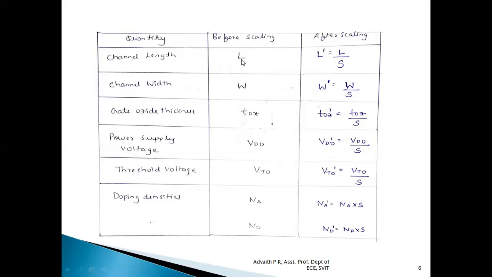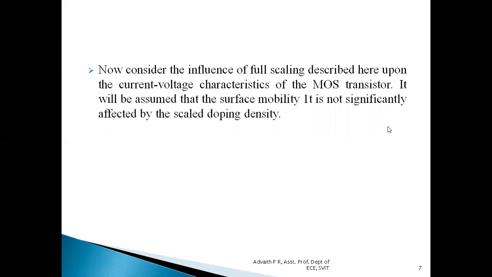In addition to these dimensions, such as length, width, gate oxide thickness, VDD, VT naught, and doping concentration, we have another quantity as well called current. So we have to analyze how this current also gets affected. Now let us consider the influence of this full scaling upon the current voltage characteristics of the MOSFET as well. We will be assuming that the surface mobility mu n or mu p is not significantly affected by scaled doping densities.